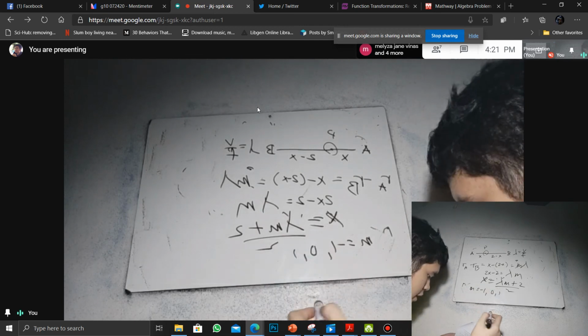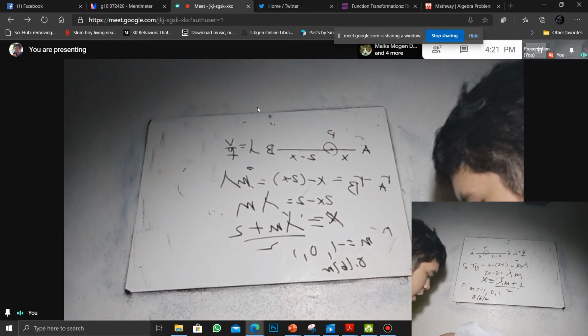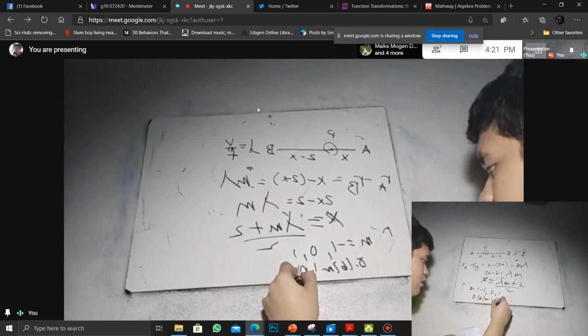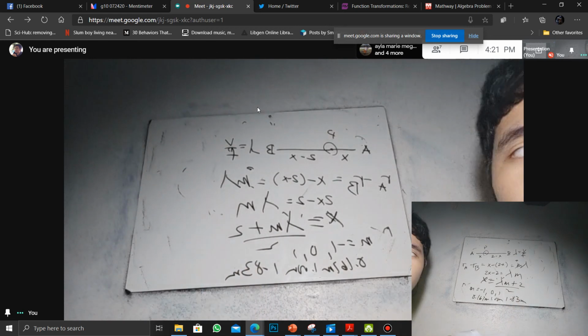Pag nag-plug in ka, ang uubra lang ay m equals negative 1, 0, or 1. Pag m equals negative 1, 0.167 meters. Pag m equals 0, 1.00 meters. At pag m equals 1, 1.83 meters. No? Yun ang mga position ng x.